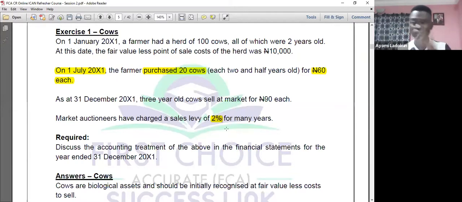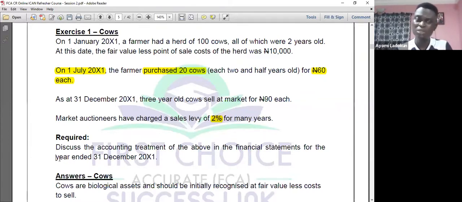So if cost to sell is 2%, I'll now say 2% of 1,200 to give me the cost to sell. So if I say 2% of 1,200, that should be around 24. If I'm correct, it will be 24. So when I now say 1,200 minus 24, I will have 1,176, if I'm correct. So that is the fair value less cost to sell, 1,176. And the fair value is 1,200. So that means there is a loss. If I compare the fair value, 1,200, with fair value less cost to sell, 1,176, there is a loss of 24. I take it straight away into my profit or loss account. But that's on initial measurement for the 20 cows.